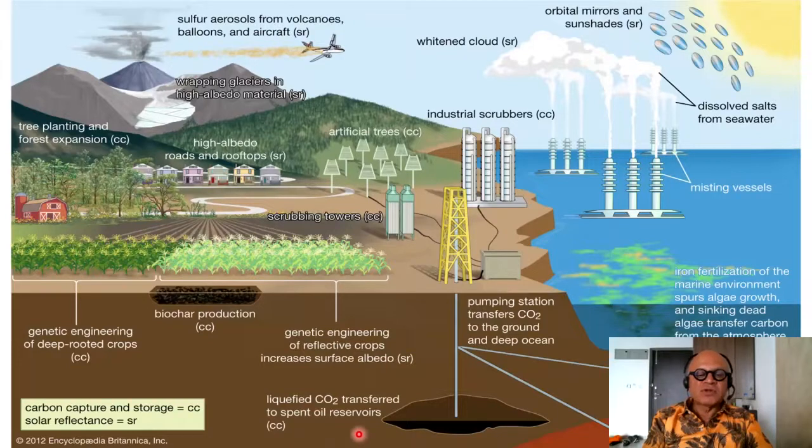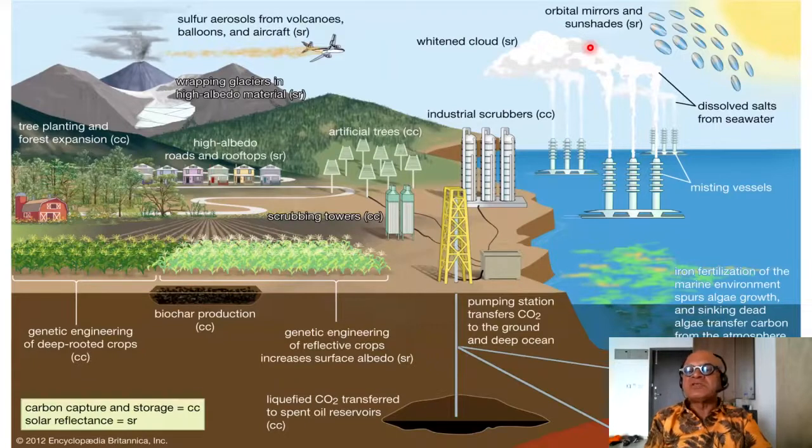Liquefied CO2 transferred to spent oil reservoirs. So a lot of the CO2 captured is now being used for what is called enhanced oil recovery, EOR, but this is about sequestering on geological timescales. So pumping stations transfer CO2 to the ground and deep ocean. So these are being tried, will be tried more for sure. Whitened clouds, Australia is trying it around the Great Barrier Reef. It's to increase the albedo and reduce solar energy coming into the system.